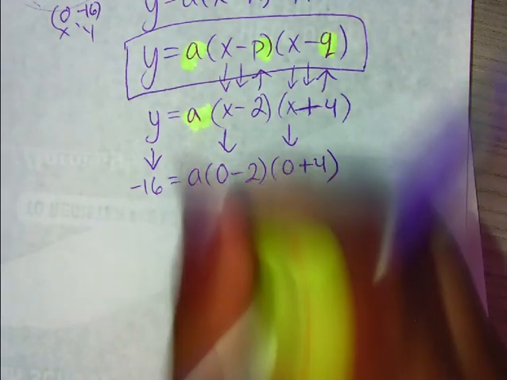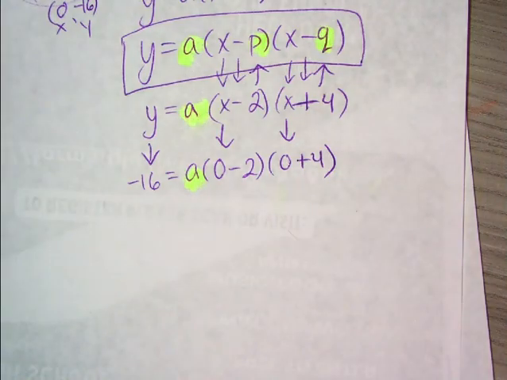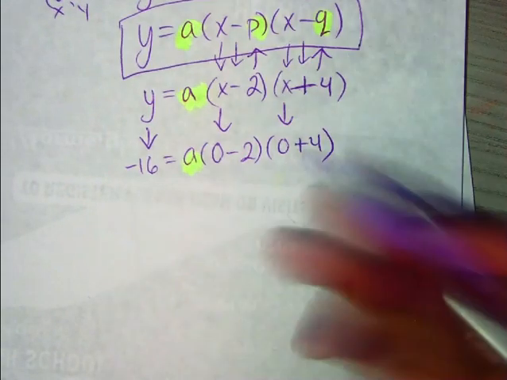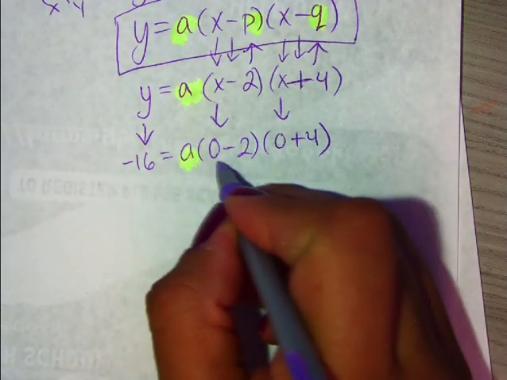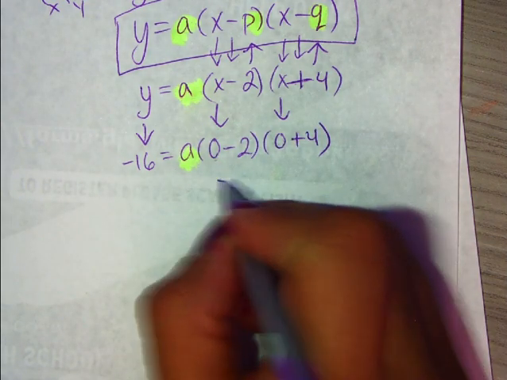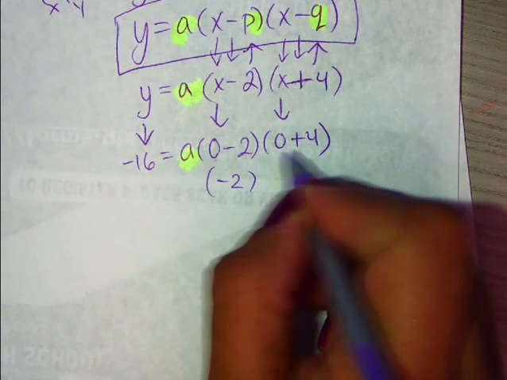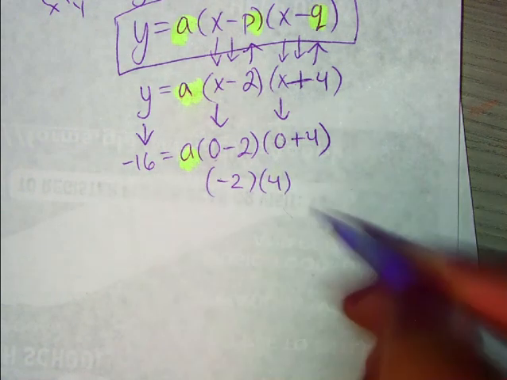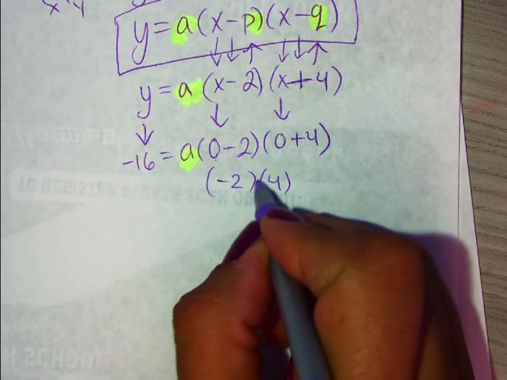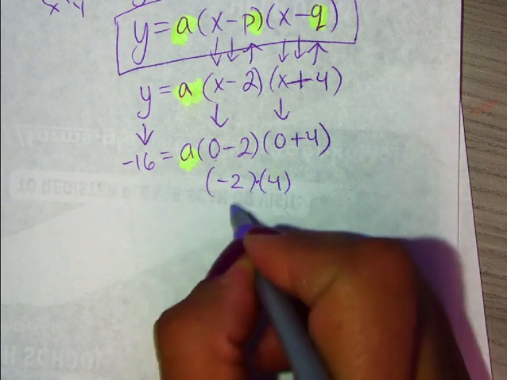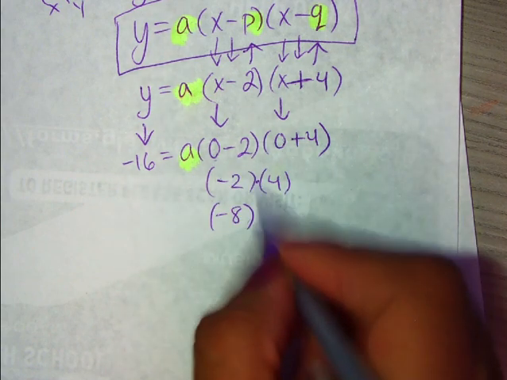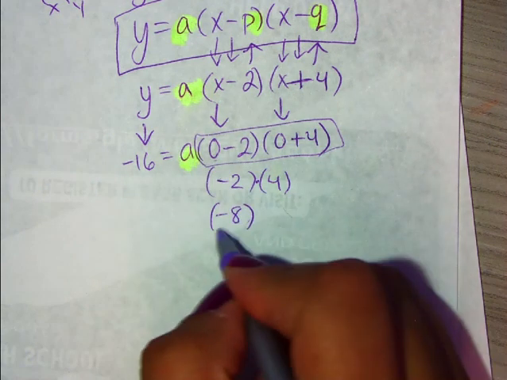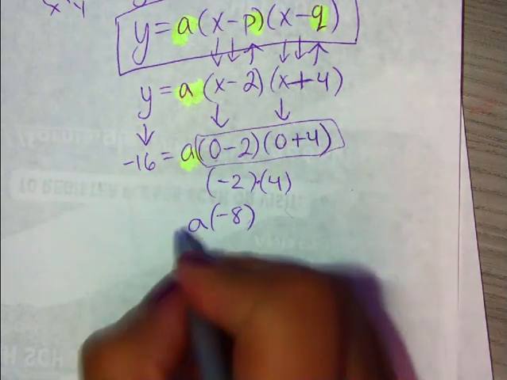So we have an equation that is asking you to solve for A. You're going to use PEMDAS to simplify this and solve for A. We start by doing 0 minus 2, which is -2. 0 plus 4, that's +4. Then we multiply these two because they are together, and we have -8 as our simplified result. So you still have that A next to it.